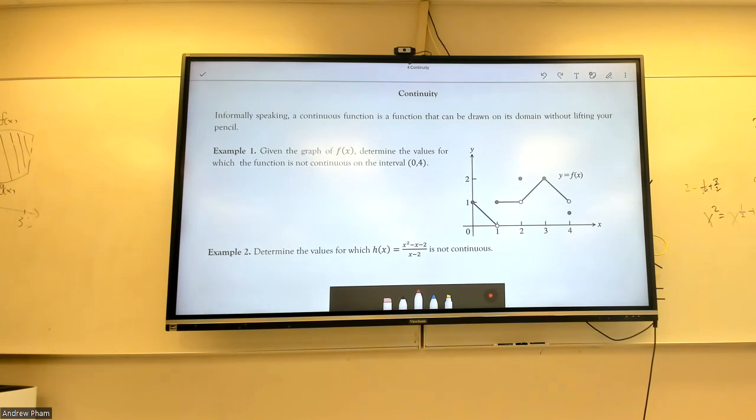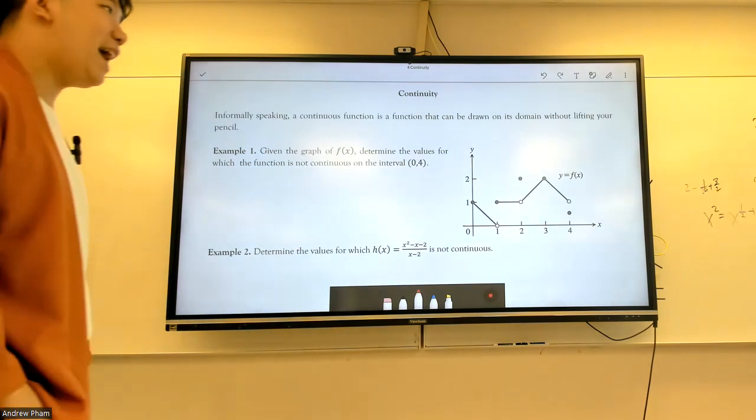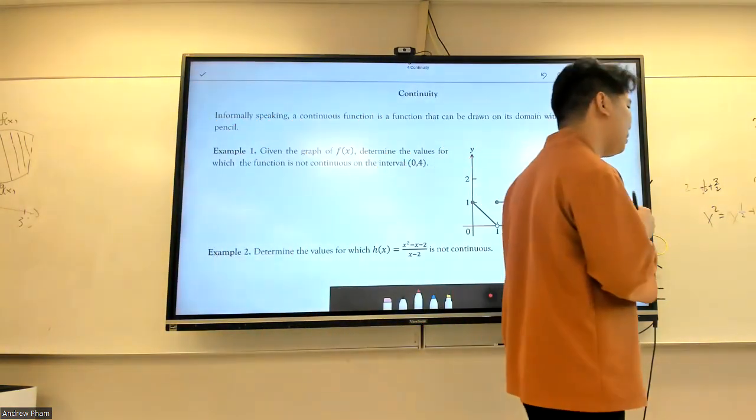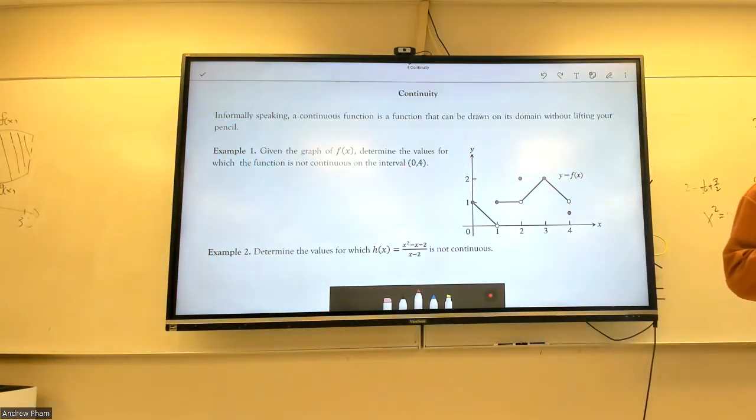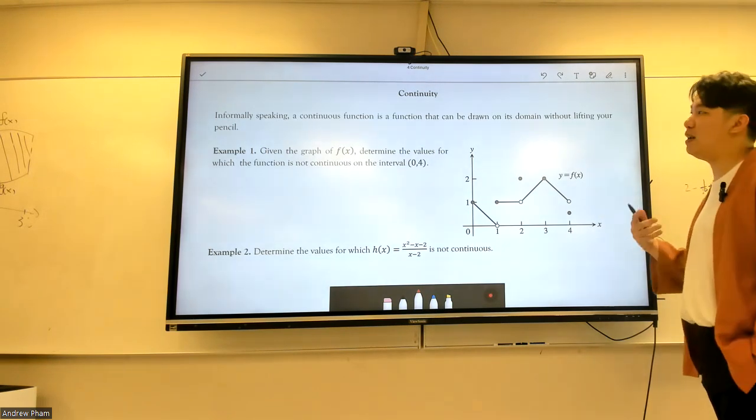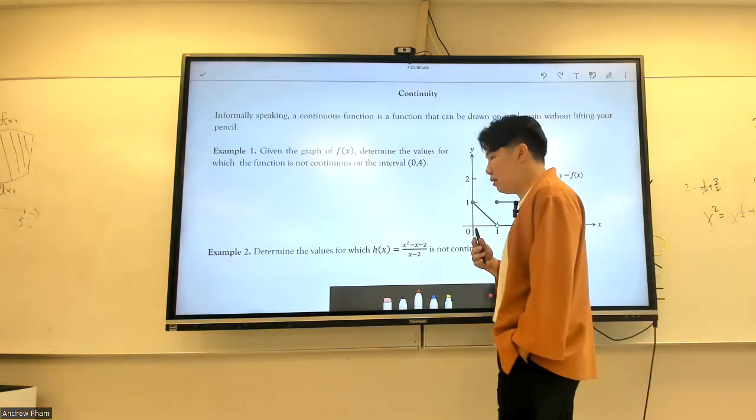So far we've talked a lot about what limits are, and now we're going to talk about technically an application of the limit, if you want to word it that way. In particular, we're going to talk about what is continuity, what does it mean to be continuous, what does it mean to not be continuous.